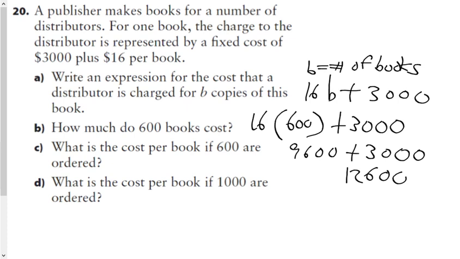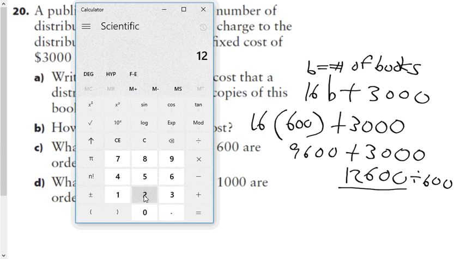And what would the cost per book be at 600 per order? Since this is the cost of 600, divide that number by 600. Calculator, 12,600 divided by 600, 21 bucks.